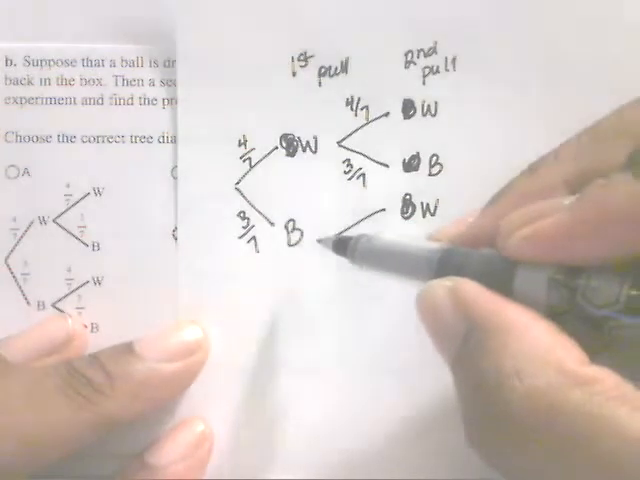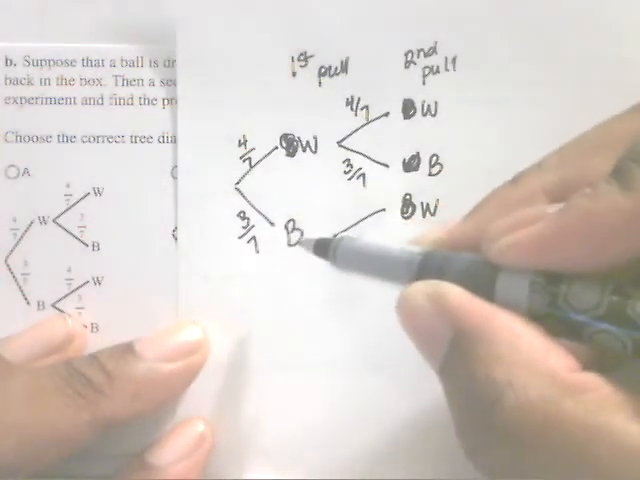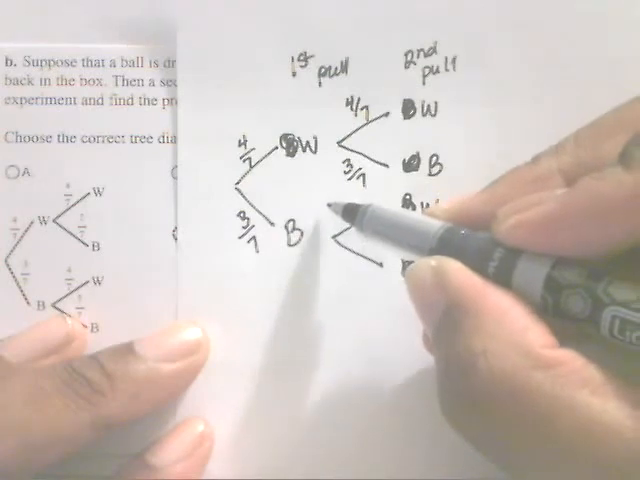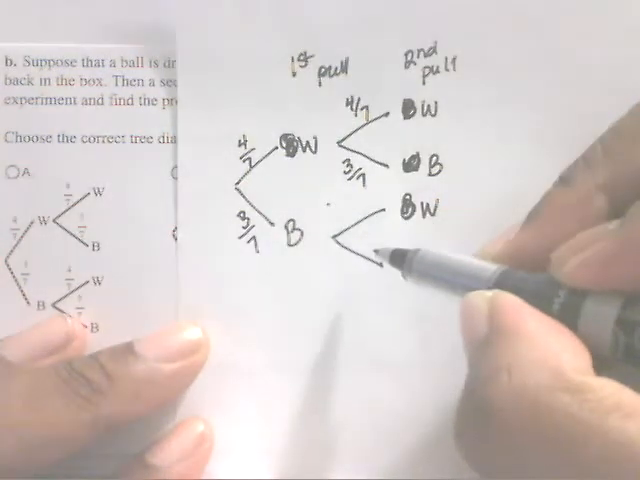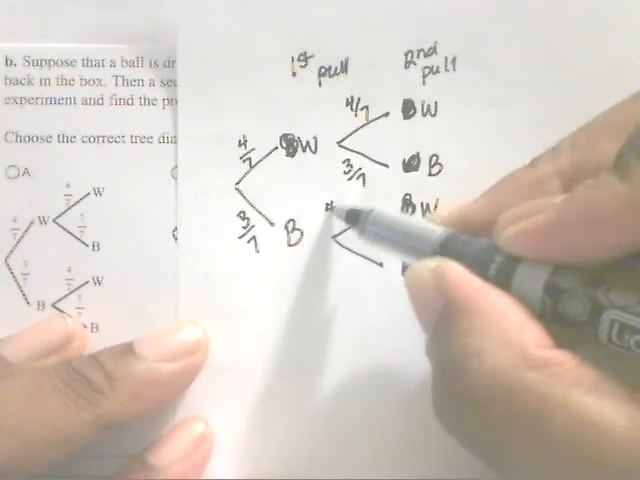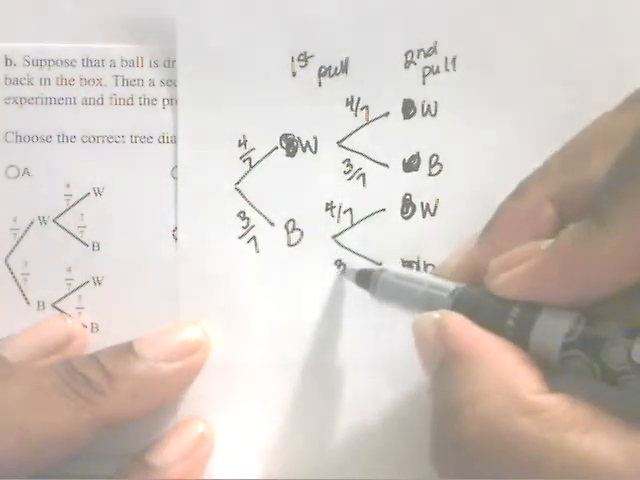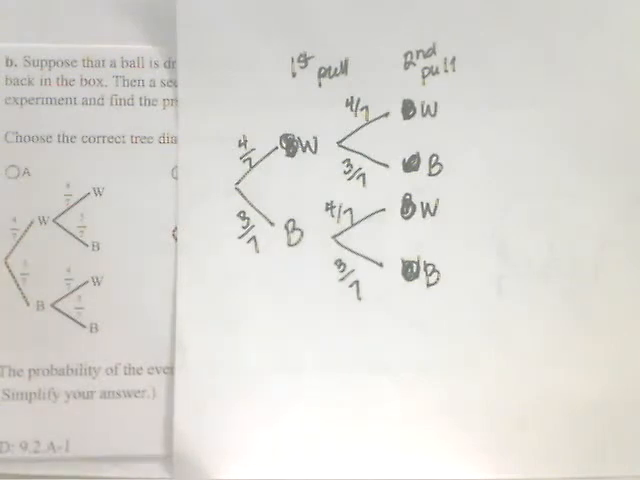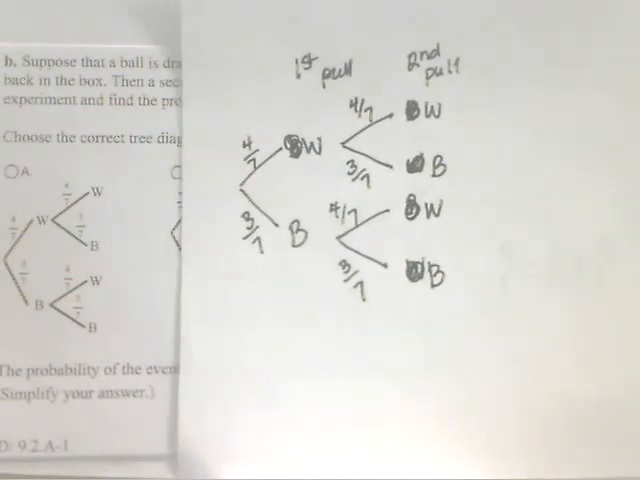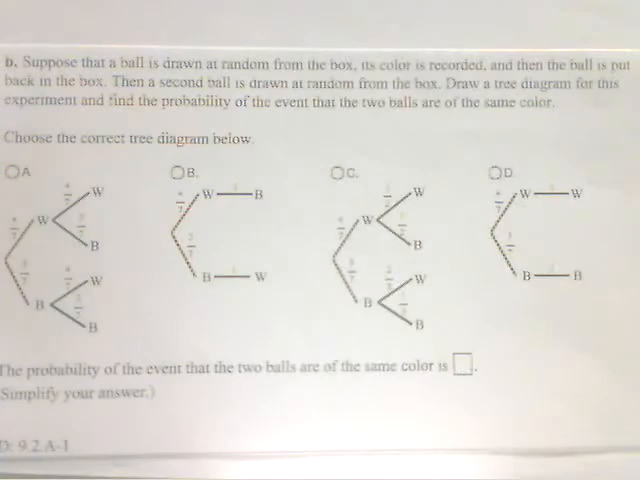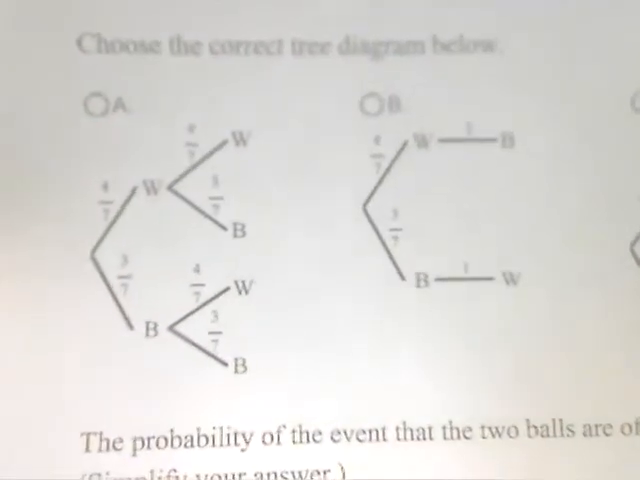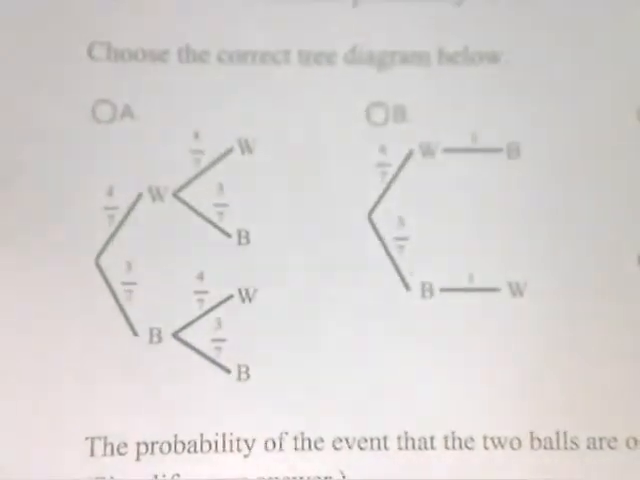The same holds true if the first pull was black: on the second pull, the probability of pulling a white ball is 4/7, and 3/7 for pulling a black ball. So that's what the tree diagram will look like, and in this case it's going to be answer choice A.